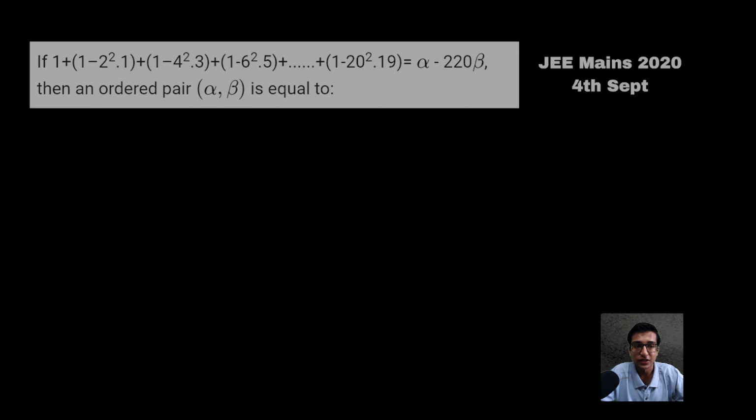Now let's move on to the next question. This was asked in JEE Mains 2020. Again, a question of summation of series. Let's try to solve this one. 1 plus (1 minus 2 square) into 1 plus (1 minus 4 square) into 3 plus (1 minus 6 square) into 5, up till (1 minus 20 square) into 19. And the value of this has been given to be alpha minus 220 beta. So we need to find the value of alpha and beta.